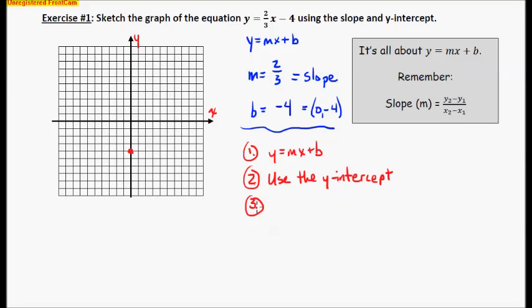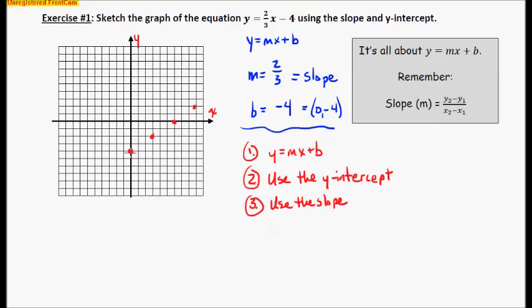Number three, I'm going to use the slope. I'm going to work off of the coordinate I just put in here, (0, -4), and I'm going to use the slope of 2/3. Now remember, slope is change in y over change in x. So a slope of 2/3 means up 2, I count up 2, and then I go to the right 3, and I put a dot. And I do the same thing, up 2, right 3, and put a dot, and again. Okay, and these are all solutions. These are all coordinates that will work if I plug them into this equation.